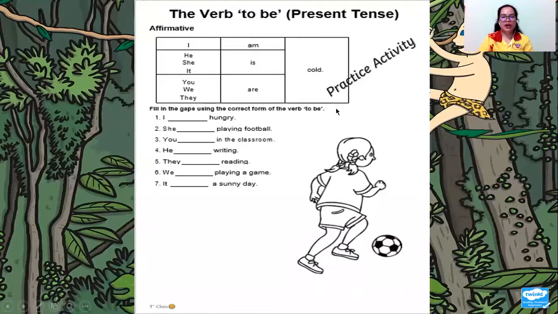So you are going to do this one. Okay, your practice activity. So you are going to put the correct form of the verb to be in these sentences. Okay. So if you cannot understand, you can watch the video again, or you can message me in the line.